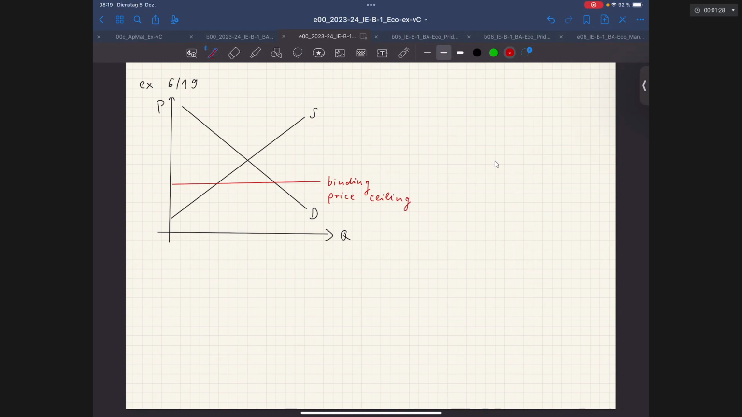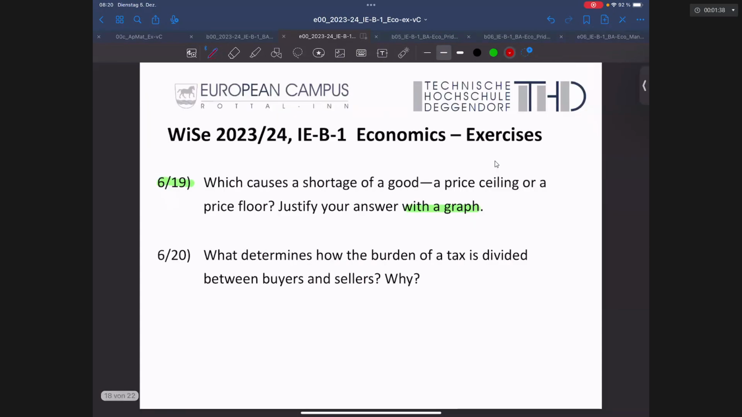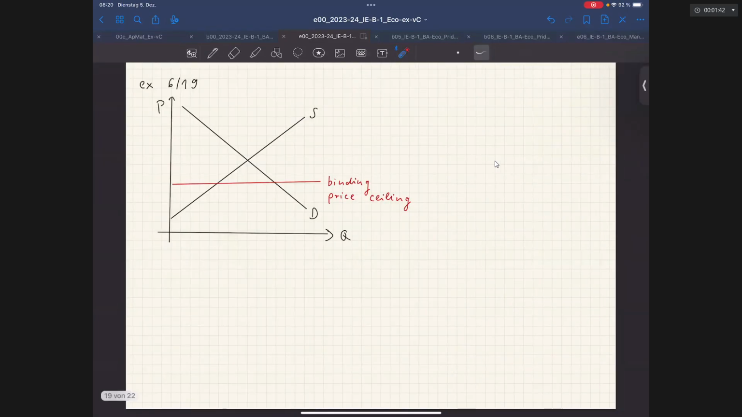And now I would like to have some help from your side. Why is it binding? And why do we end up, as you can see here, in a shortage of our good? Why is that red price ceiling a binding one? And why do we have the shortage? Where do we have the shortage? Maybe from here to there, or from here to there. Where can we find the shortage? Please help me.